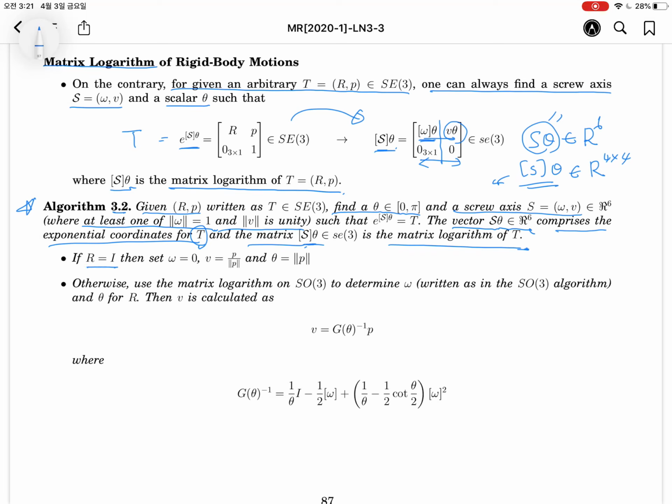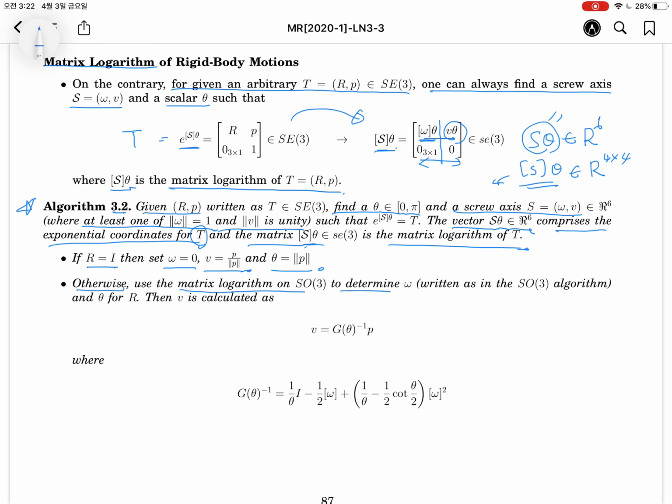Here, if we have the identity matrix as the rotation, at that time we have zero omega. So we have only a translational motion. So v should be a unit vector, obtained by dividing by the magnitude of the linear velocity. So we have the distance traveled given by the magnitude of p. Otherwise, the rigid body motion will contain rotational velocity.